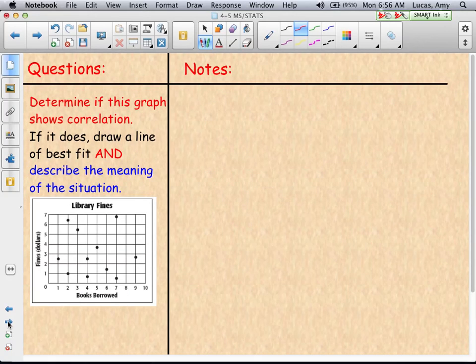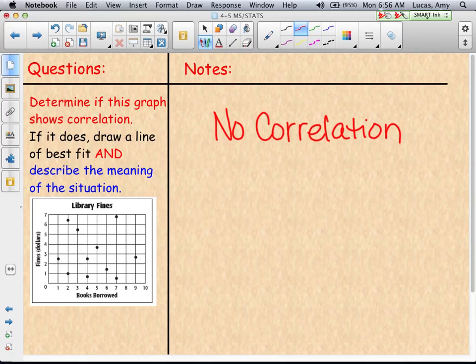Now this graph is something new. We have not seen one of these yet. This one's got no correlation. Those points are scattered all over that scatter plot, and there is no pattern. So I can't draw a line of best fit, but this tells me that if I look at the graph, there is no relationship between the number of books borrowed and the fine at the library. So there is no relationship.